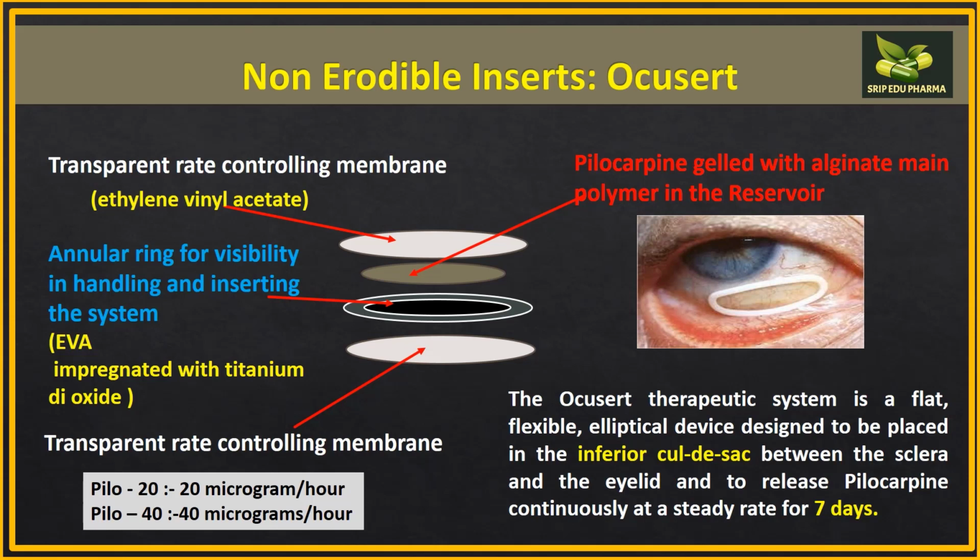When we see the structure, then inside there is a drug core of pilocarpine gelled with alginate polymer. Then both rate controlling membranes are transparent and they are made up of ethylene vinyl acetate polymer, and inside there is an annular ring for visibility in handling and inserting the system, which is made up of EVA impregnated with titanium dioxide. This titanium dioxide gives white color for the ring. And there are two types of OcuSerts, Pilo 20 and Pilo 40.